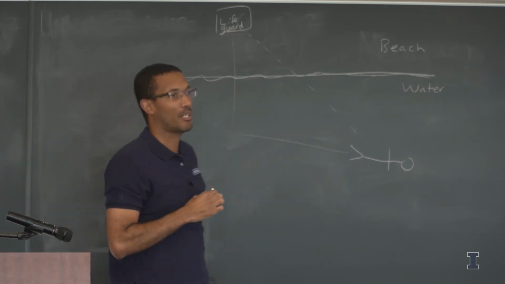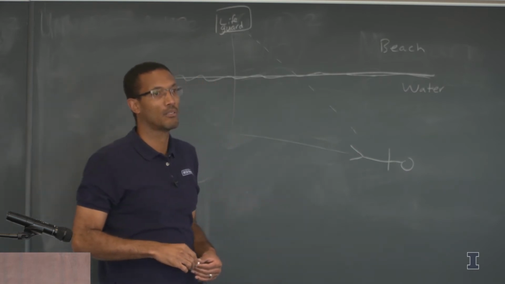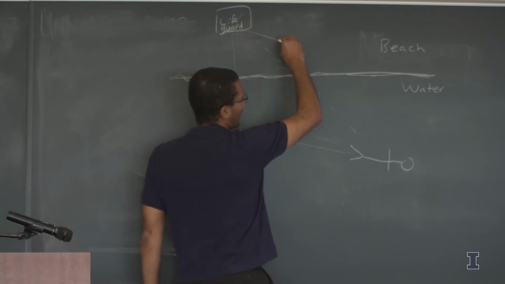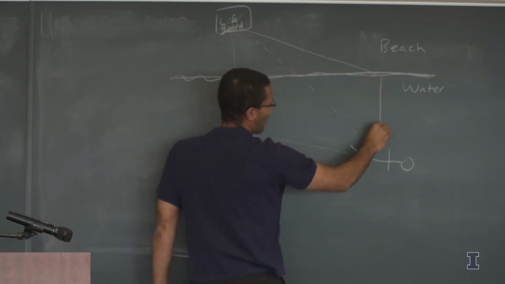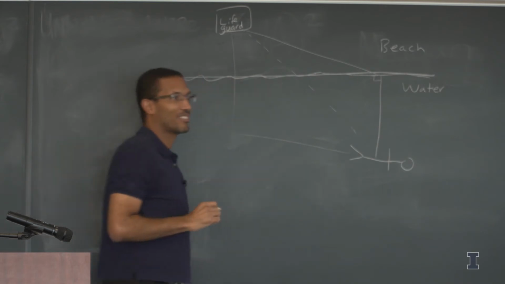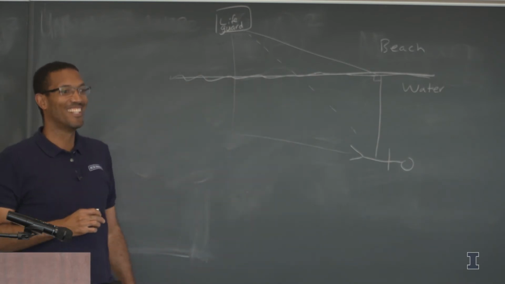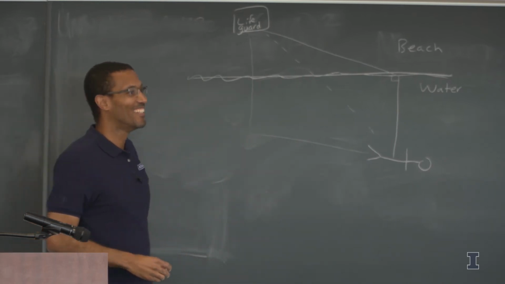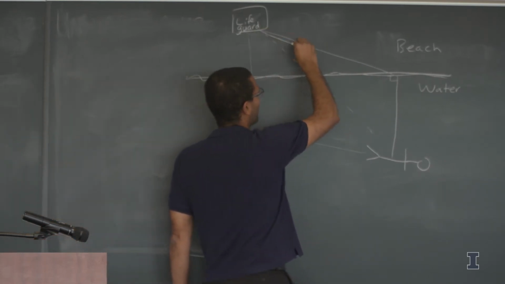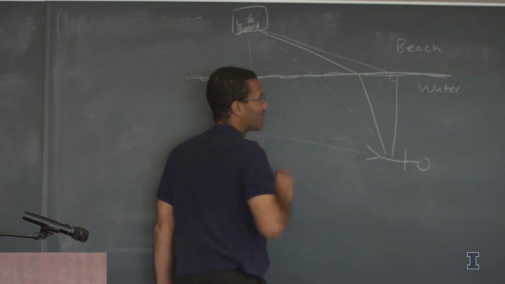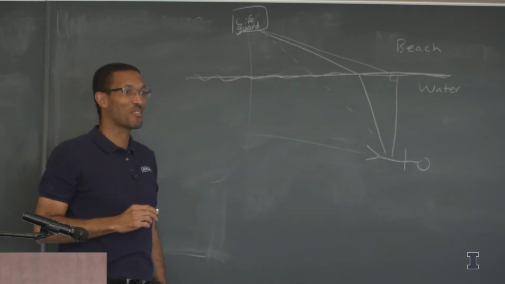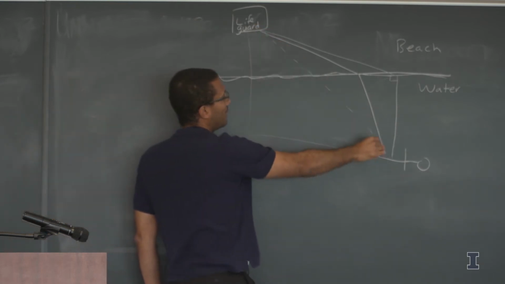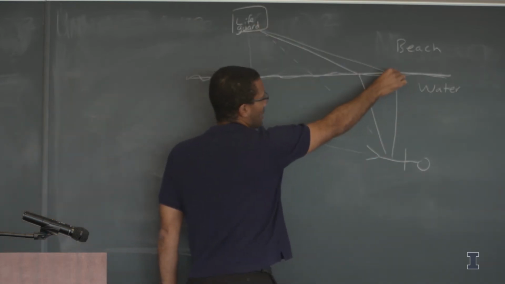Right. Run faster, you should run down the beach. So should I run down the beach and go perpendicular like that? That's what I would do. Okay. Other suggestions? It's probably somewhere in between. So something like that. Yeah, that's the correct answer. You want to go somewhere between a straight line and this angle such that it's perpendicular.